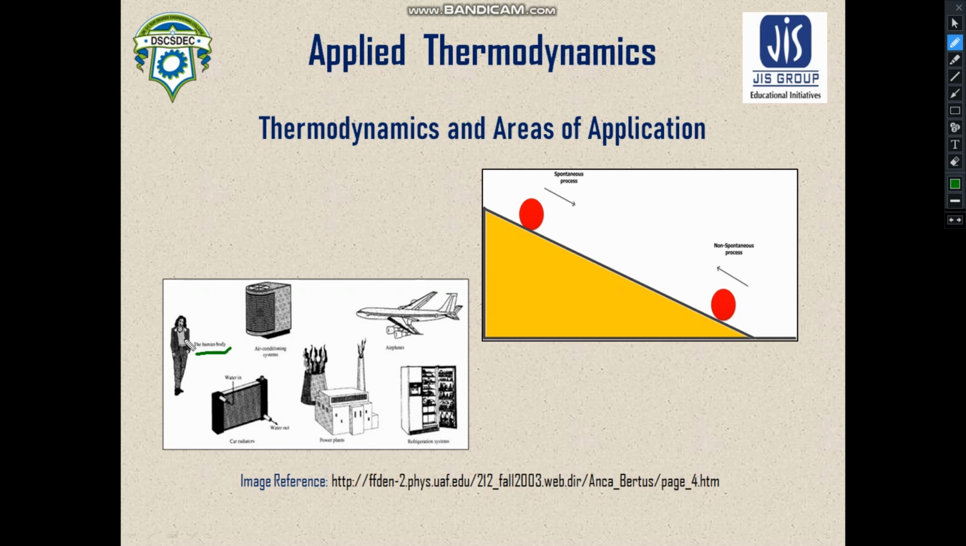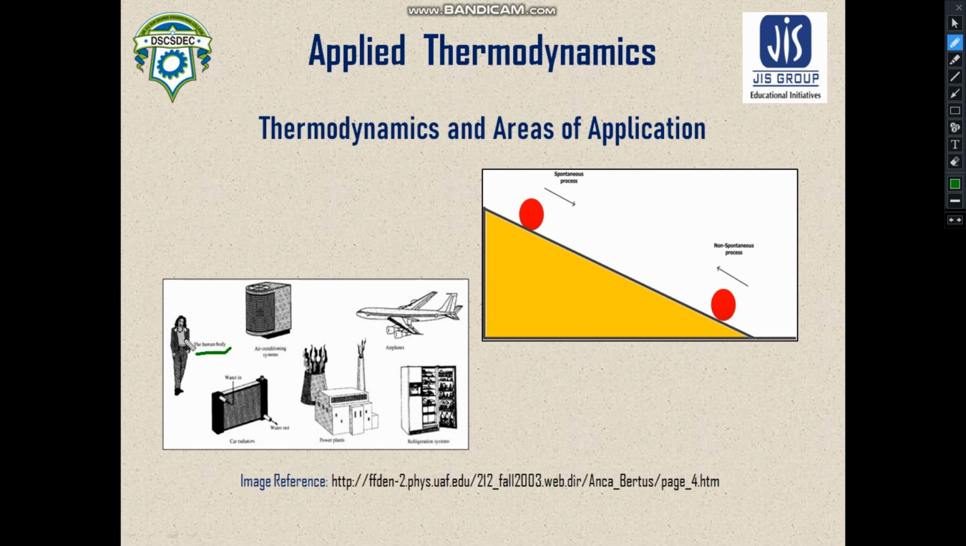We can say electricity is generated with the help of thermodynamics. If there was no thermodynamics, electricity wouldn't have been generated. So you have to understand this perspective of thermodynamics. These are the applications of thermodynamics which we need to understand.